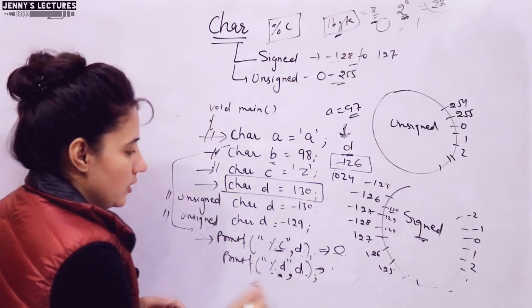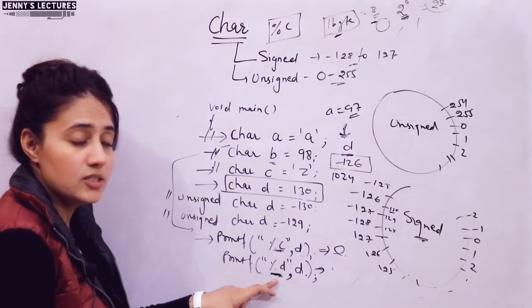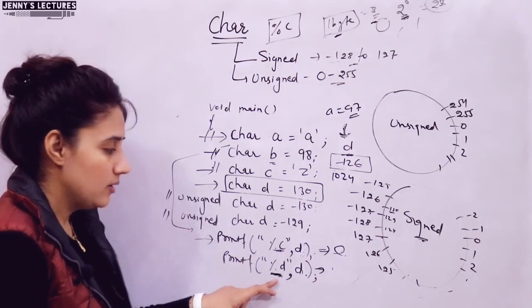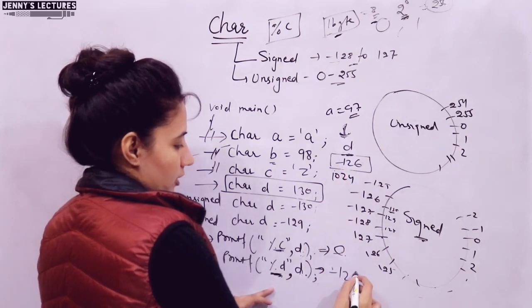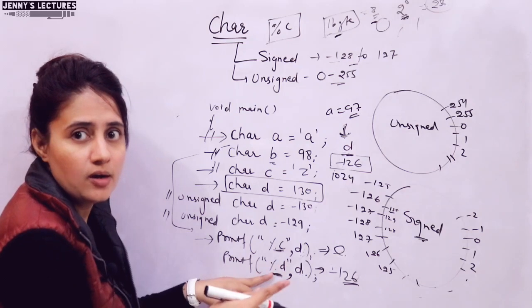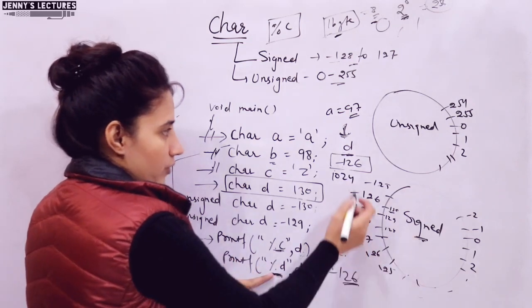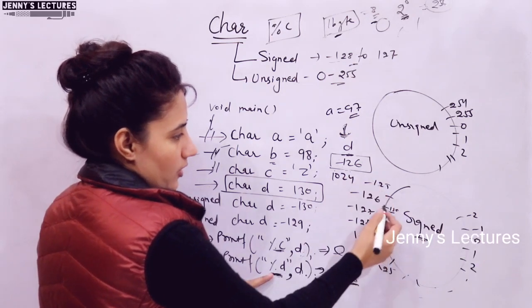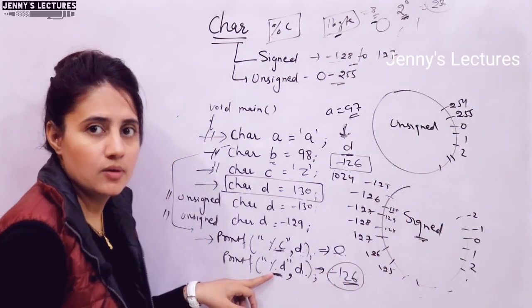It will not give error. Now when you print with percentage D, it means it has to print an integer, right? Now what will it print? It will print directly minus 126, because percentage D is for signed, and percentage U is for unsigned. So in signed, do we have this minus 126? Yes, we have minus 126, so it will print this minus 126 here, right?